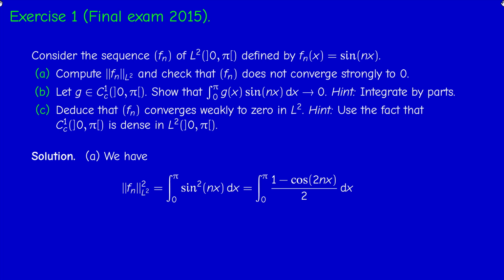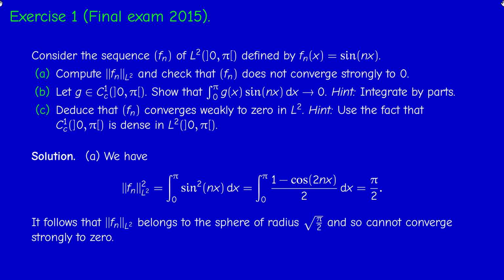Now, when we integrate cosine 2nx from 0 to pi, the result is 0, because we get sine 2nx over 2n, so sine 2n pi minus sine 0, so it's 0. So we just get pi over 2. This means that the L2 norm of F_n is radical pi over 2. So the norm does not tend to 0. So F_n does not converge strongly, or in norm, to 0.